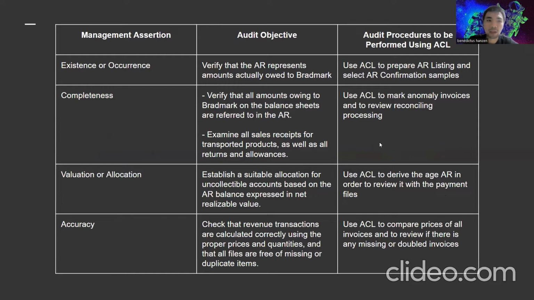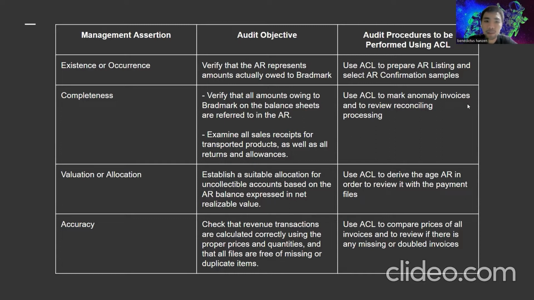For the audit objective of the first one, it must verify that the accounts receivable represent amounts that are actually owed to Bradmark. And using ACL, it will prepare the accounts receivable listing and select the accounts receivable for the confirmation of samples. Now, let's go into the second management assertion, which is the completeness.